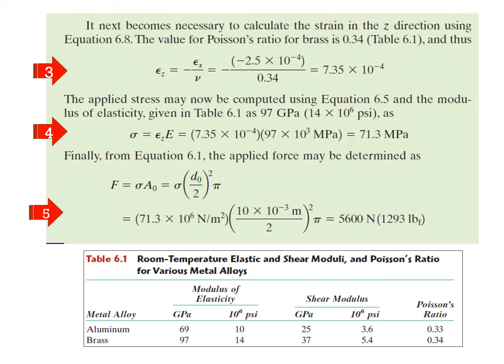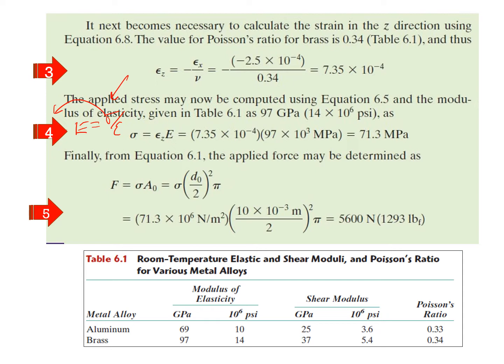Remember that the strain is unitless, or dimensionless. So the applied stress may now be computed using equation 6.5, which is Hooke's law, and the modulus of elasticity given in the table as 97 gigapascal. The modulus equals the stress over strain, but you rearrange the formula because you want to know the value of the stress. You put the stress on one side and the rest of the values on the other side. Substituting all the values, you will obtain the answer of 71.3 megapascal.